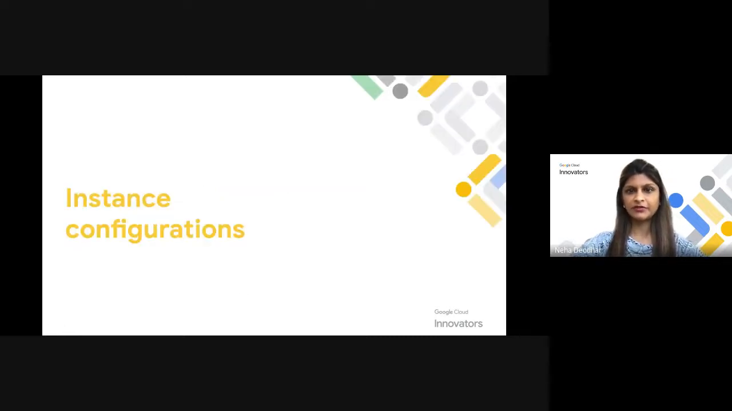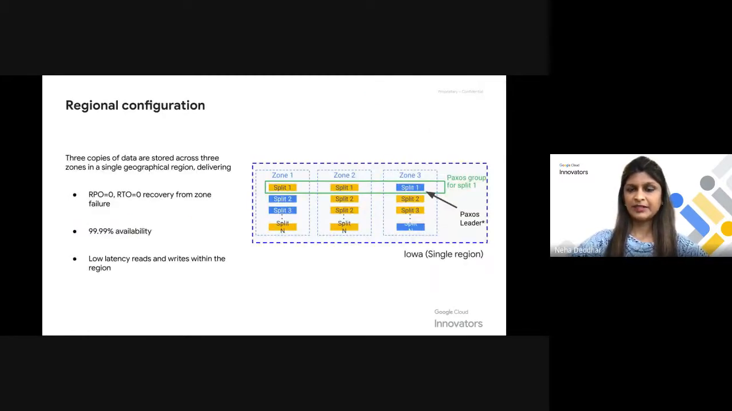Now let's look at how you can configure your Spanner instance to achieve high availability. Primarily, Spanner has two types of configuration, regional configuration and multi-regional. In the regional configuration, Spanner will create 3 copies of your data and store them across 3 zones in a single region. This is a good configuration for applications that are regional or require low latency reads and writes, all within a single region. Using the Paxos consensus algorithm, Spanner is able to provide 4 nines of availability and even 0 RPO, 0 RTO recovery from various types of failures, like zone or network failures, machine or hardware failures.